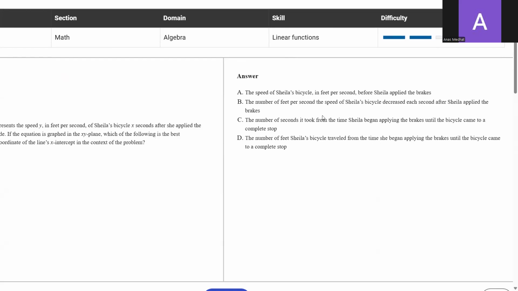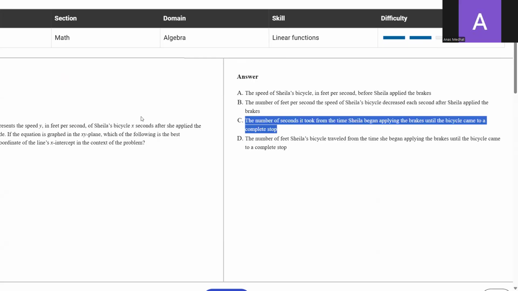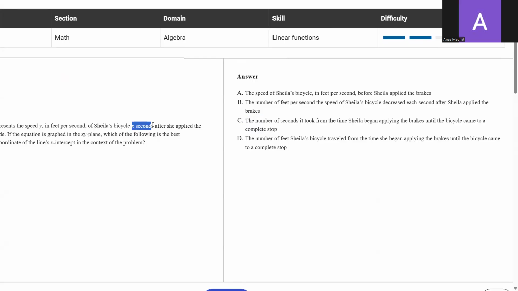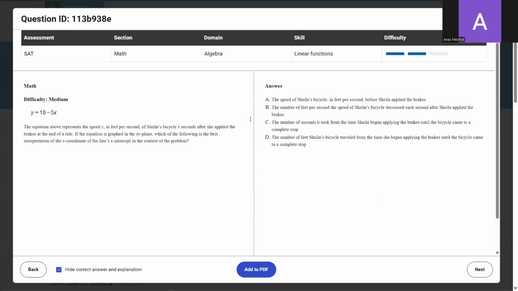The number of seconds it took from the time Sheila began applying the brakes until the bicycle came to a complete stop. This is correct, because x here is the seconds. This is not the feet, it's not the speed, it's not the number of feet, it's the seconds. So the answer is C.